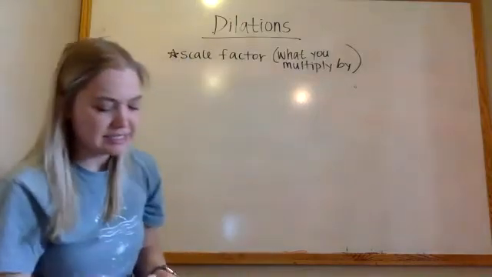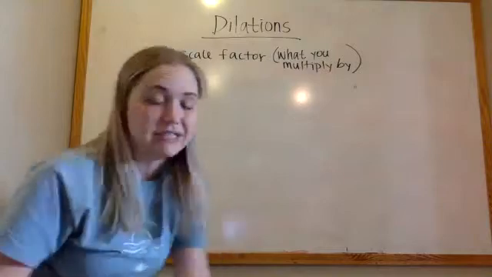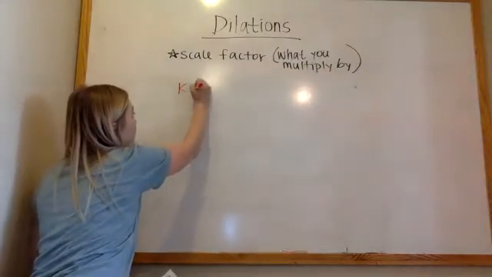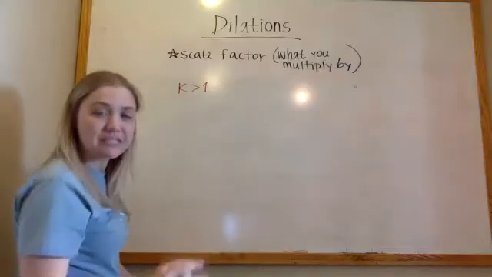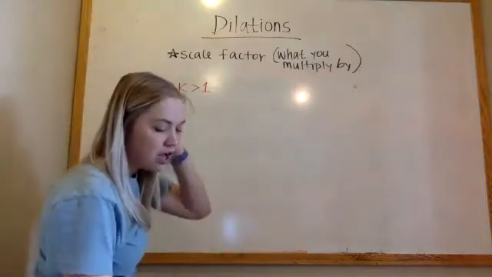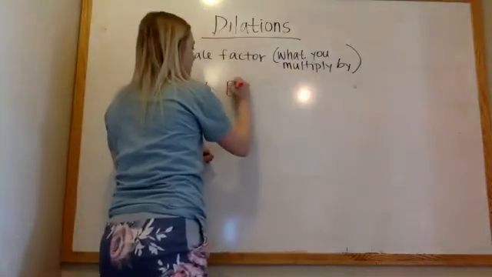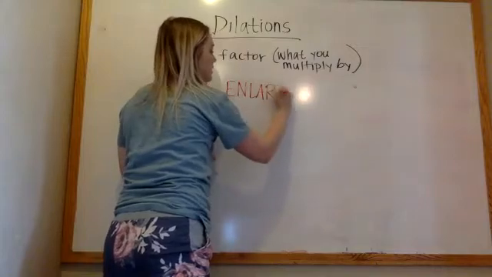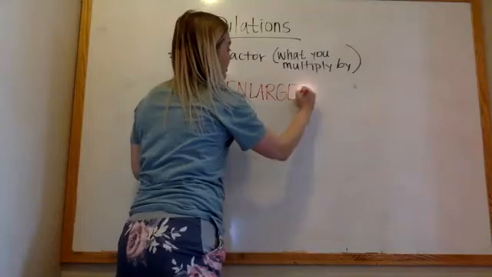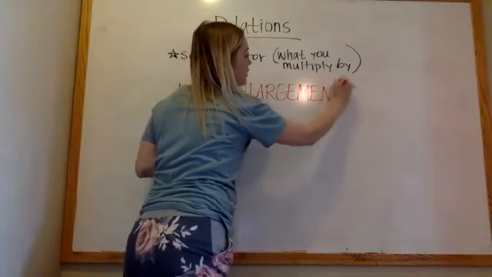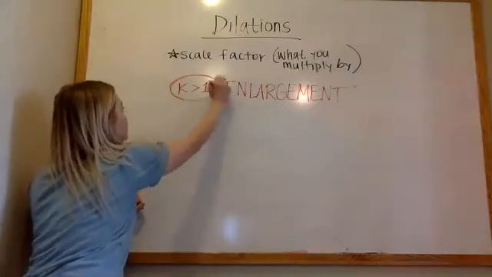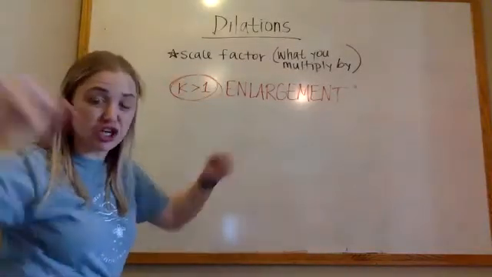Let's talk about this scale factor. So if we have a scale factor, and remember the letter for our scale factor is k, if that number is greater than 1, if our scale factor is bigger than the number 1, then we're going to make our picture bigger. And we call that enlargement. How do you spell enlargement? I think that's good enough. Okay, so if that k number is bigger than 1, then your picture is getting larger.